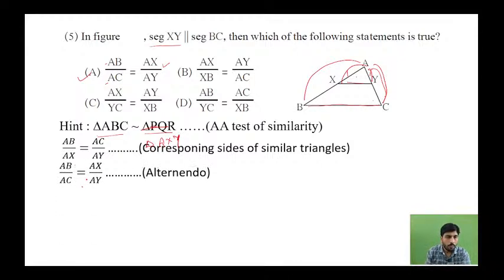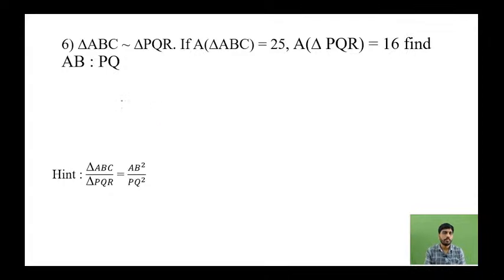So therefore AB upon AC, because AC and AX will get interchanged because of alternando, and AB and XY will remain as they are. So AB upon AC will be equal to AX upon AY. Which is option A. So A is the correct answer.